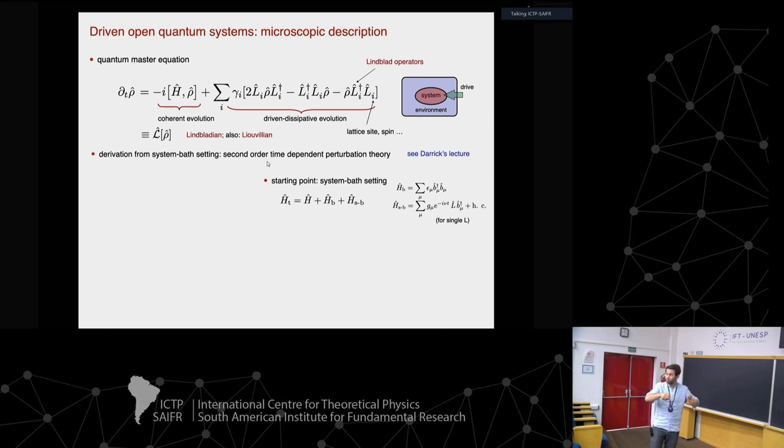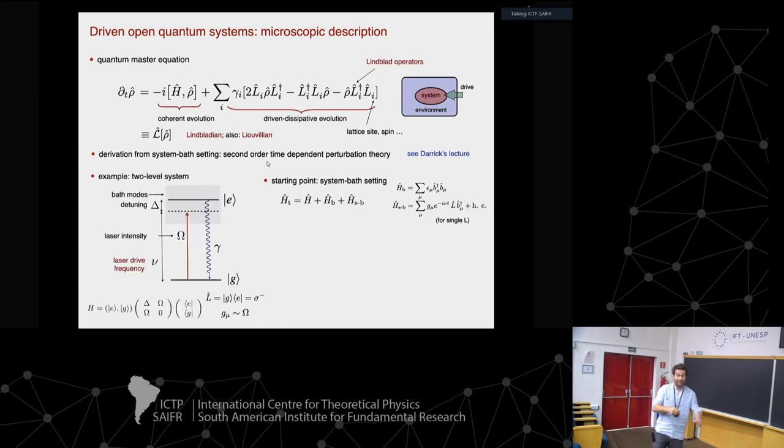Now, there's actually two ways to derive this equation. One is good if you're interested in actual scales, in validity of approximations. And then you would start from a concrete system and bath setting. So you would choose a model for this environment here, for example, a collection of harmonic oscillators. You have a Hamiltonian within the system, and then you have a system-bath coupling, where here you can see these Lindblad operators showing up, and they are linearly coupled to the bath operators.